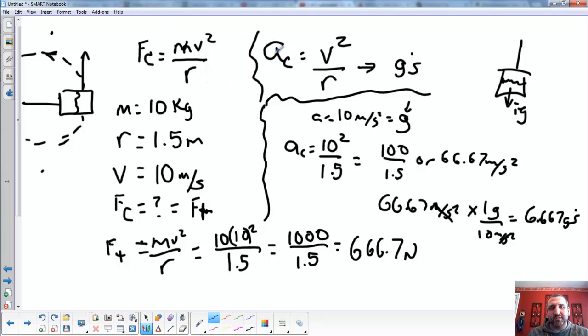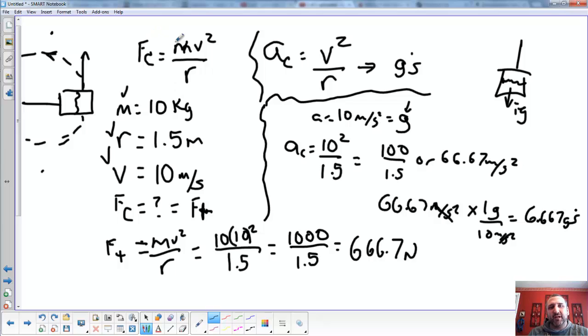So I hope that helped a little bit to differentiate between FC and AC, centripetal force and centripetal acceleration. These are very rudimentary problems, but as long as you know the mass, the radius, and the velocity, you can figure out the centripetal force or the acceleration. You don't even need the mass to figure out the acceleration. Or if you know the centripetal force, you can figure out any of the other things, V, R, or M.